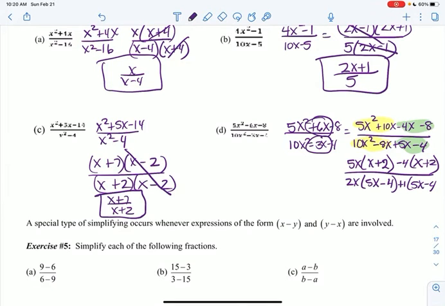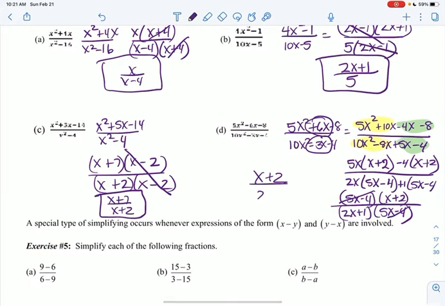All right, so put these GCFs together. 5x minus 4 is on the top, and x plus 2. And then on the bottom, 2x plus 1 is on top, and 5x minus 4. Ooh, that was a lot of work. So what was in common? The 5x minus 4's, and I'm left with x plus 2 and 2x plus 1.